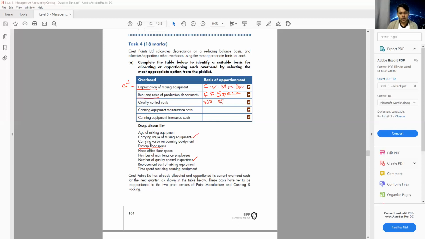Number of quality control inspection. So how many times you carried out the inspection? Obviously the cost will be apportioned by that number.